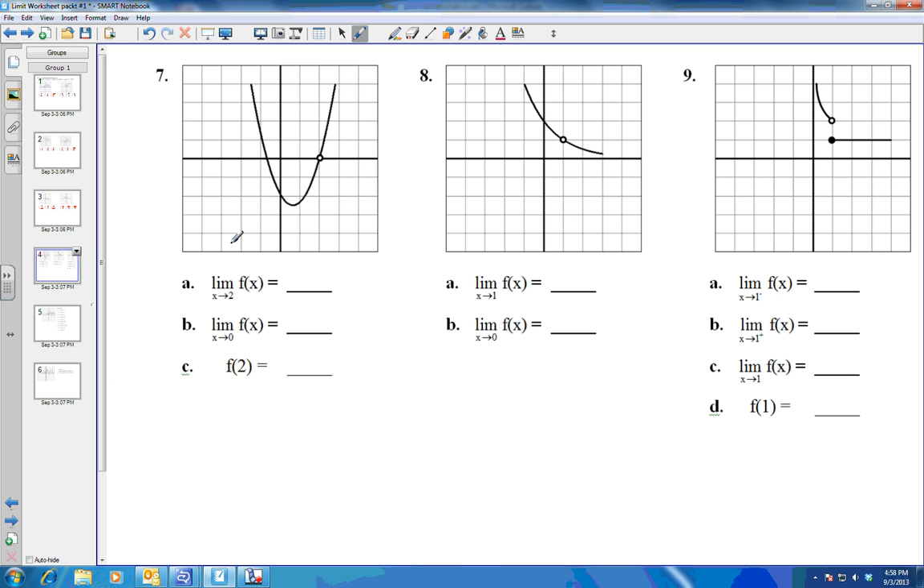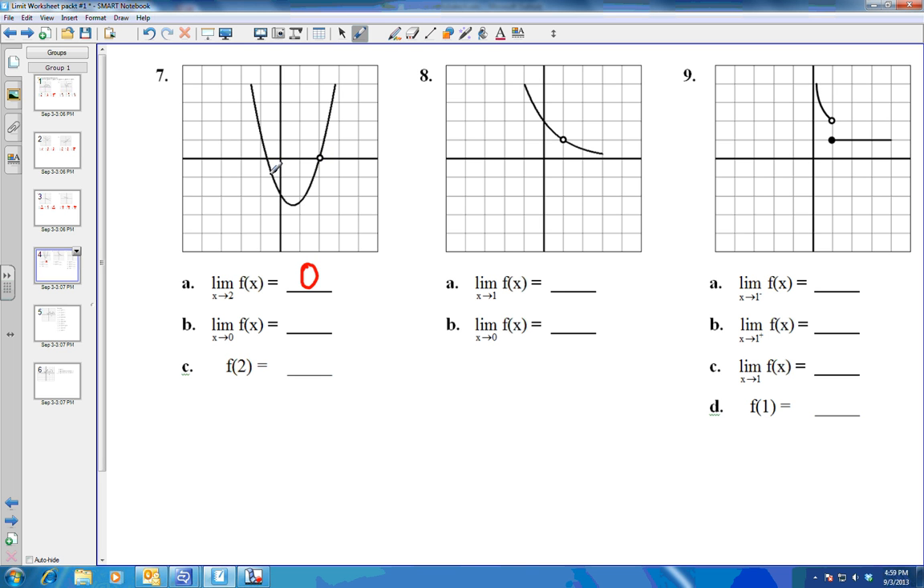Number 7, the limit as x approaches 2. So I have to check coming in from both sides. As I'm coming in from the left, I'm approaching 0. From the right, I'm approaching 0. Those two places meet up, so my answer is 0. Doesn't matter that it's an open circle there.